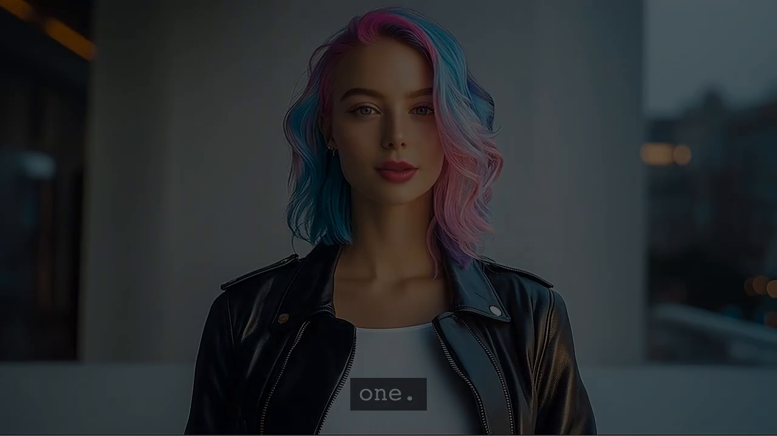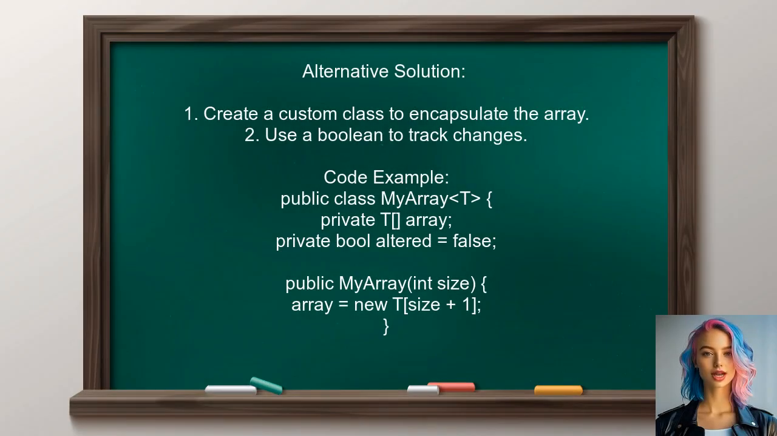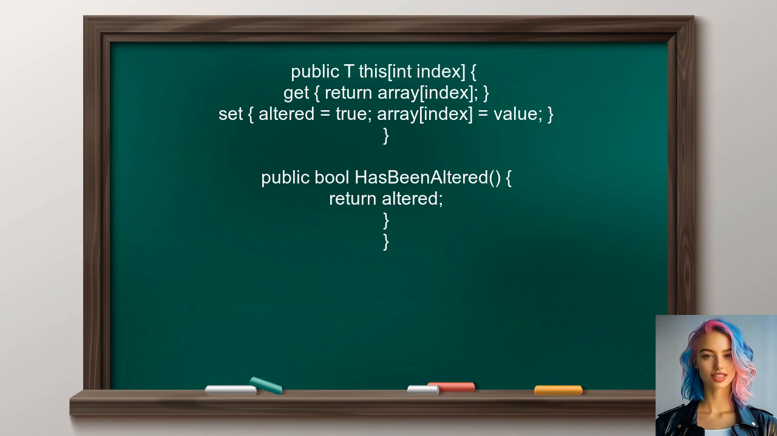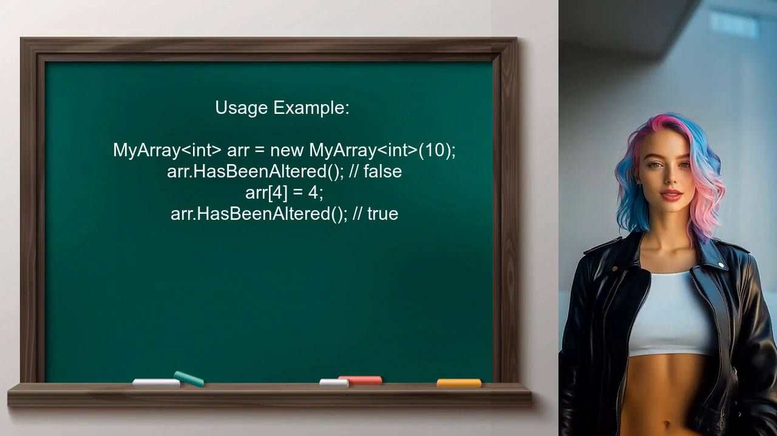Let's explore another one. An alternative approach is to create a custom class that wraps around the array. This class can track whether any items have been added or changed. You define a Boolean variable to indicate if the array has been altered. You can then use the method hasBeenAltered to check if any item in the array has been updated. Initially, it returns false, and after setting a value, it returns true.